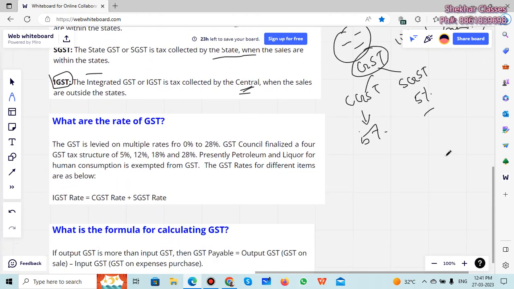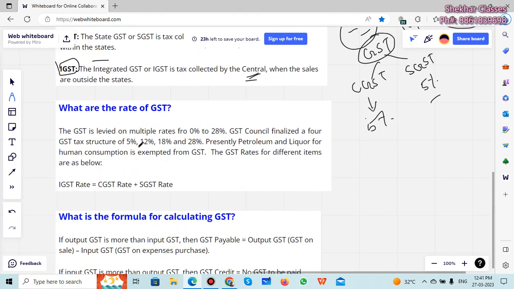Okay. What are the rates of GST? GST is levied at multiple rates. It can be 0%. If it is exempted, we call it 0%.